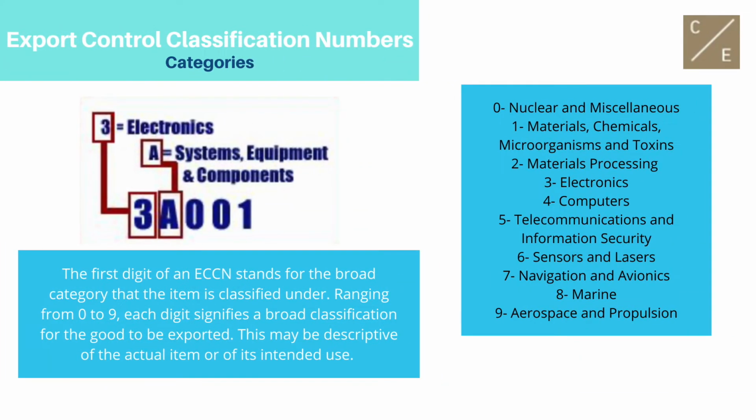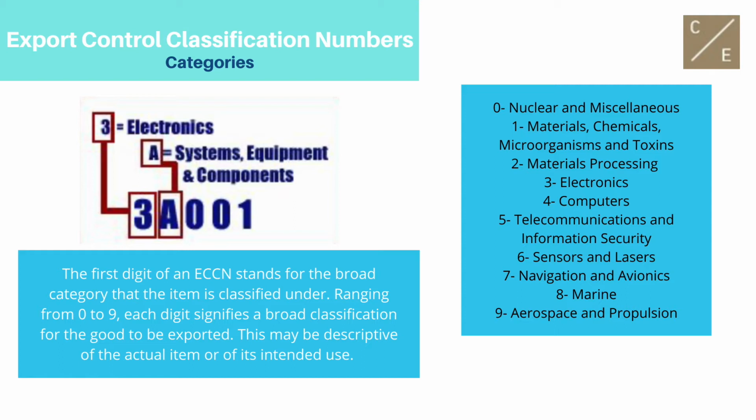The first part of an ECCN is the category. The first digit of an ECCN stands for the broad category that the item is classified under. Ranging from 0 to 9, each digit signifies a broad classification for the good to be exported. This may be descriptive of the actual item or of its intended use.